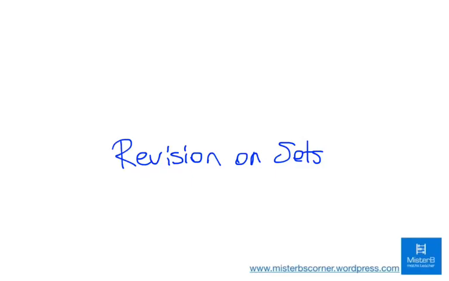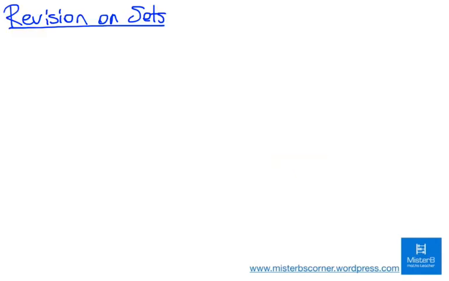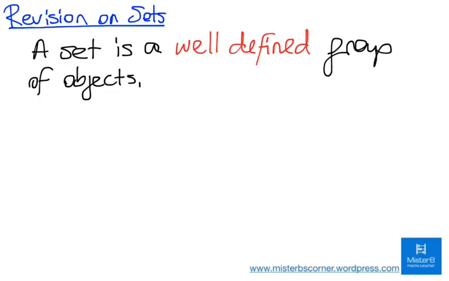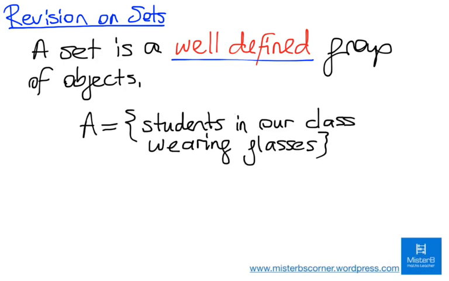In this video, we're going to make a revision on sets. First, the definitions of operations. A set is a well-defined group of objects. So, for example, the set A is a well-defined group of objects, or in this case, people, right? Because we're talking about students in our class wearing glasses. This is a good definition.